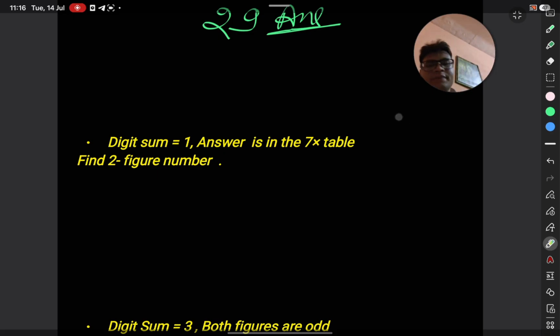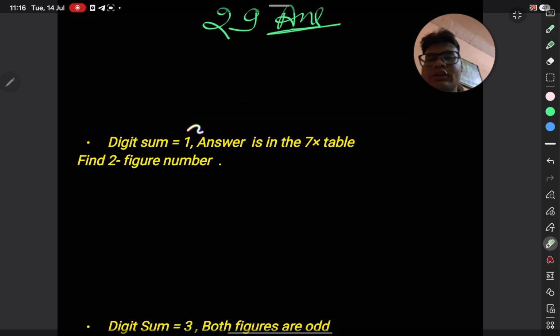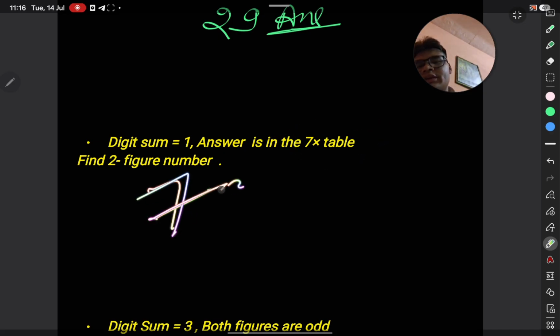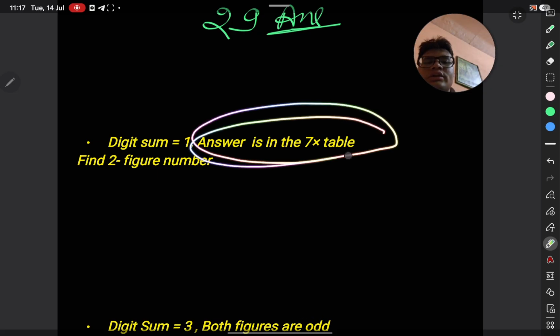So now we have to move on to another example. The example is: digit sum is 1 and the answer is in the seventh table, the table of 7. Okay, the answer will be present there. Here digit sum is 1. Which number lies in the table of 7?